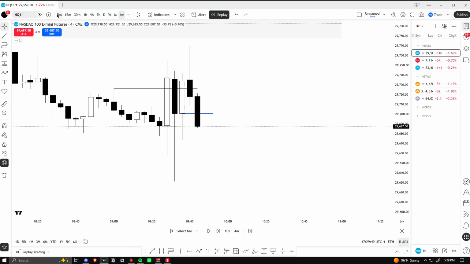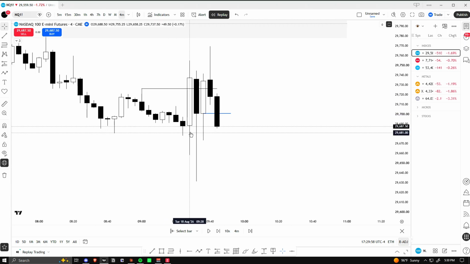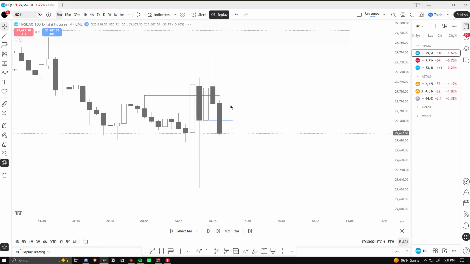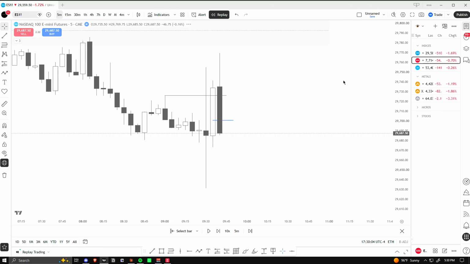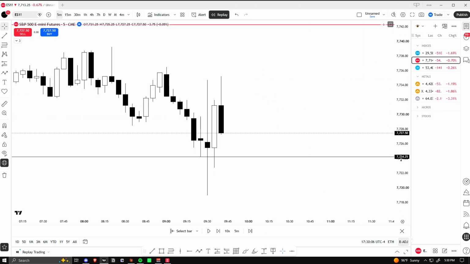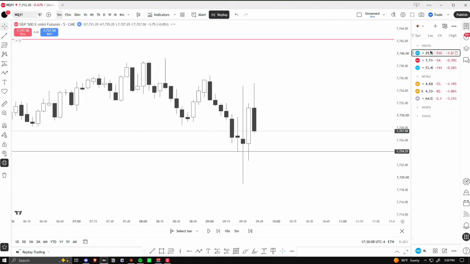And this is fine. Just sometimes around the open like this, it's not the perfect ideal development. Ideally I would have liked price to just create this CSD here, pretty much immediately after the driver. It doesn't do that. It takes a little bit of time. We also had some SMT with ES, which is also what gave me a little bit of added confluence.